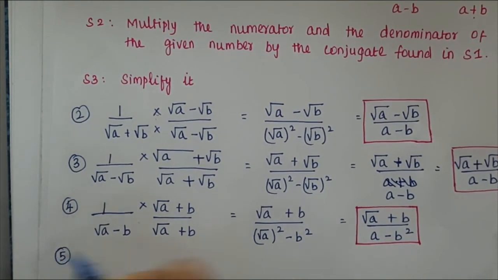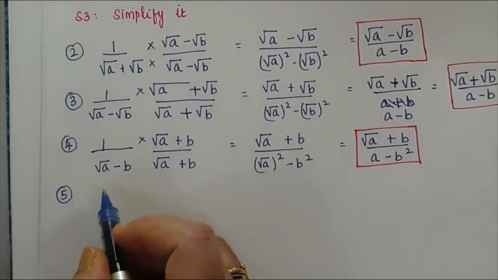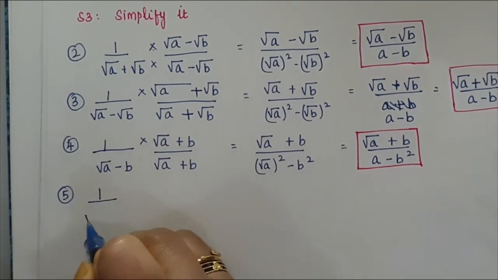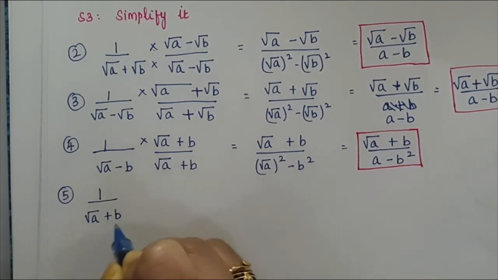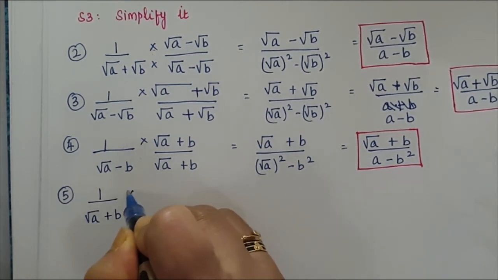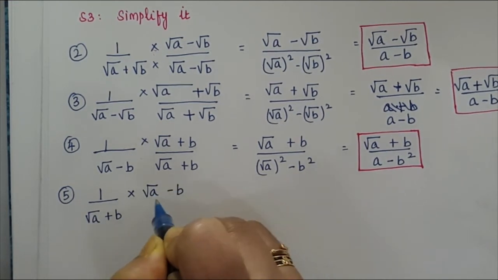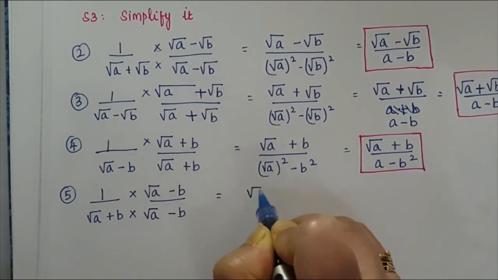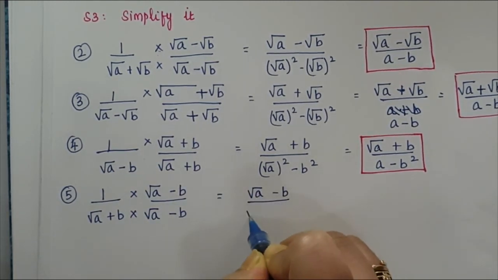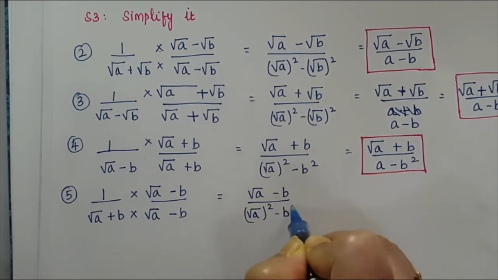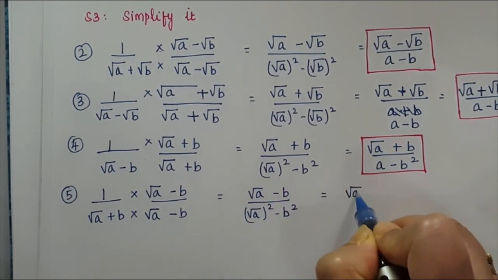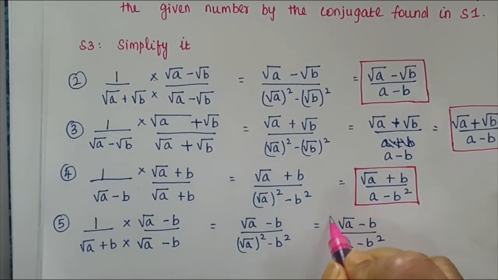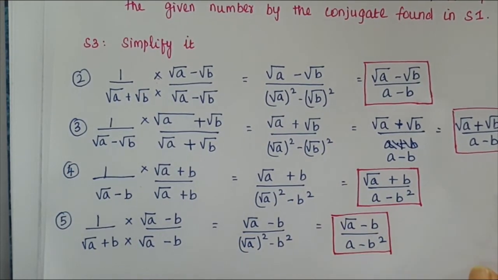Next, fifth one: 1 by square root of a plus b. The conjugate is square root of a minus b. So multiply the numerator and denominator by square root of a minus b. We get square root of a minus b by square root of a the whole square minus b square, which is equal to square root of a minus b by a minus b square.